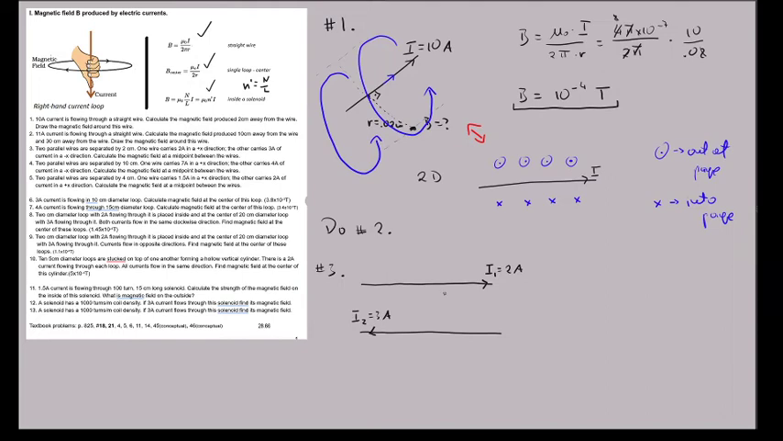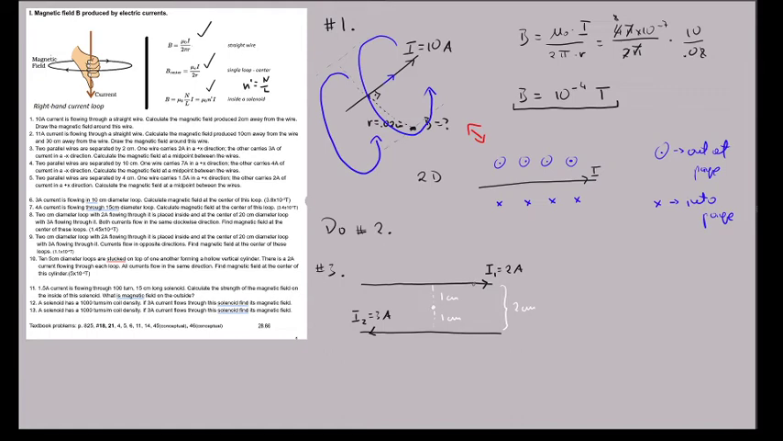So what I want to find is, well, if this distance here is 2 centimeters, then the distance to the middle is 1 centimeter. This would be 1 centimeter, and of course, this is also 1 centimeter. And I want to find the magnetic field at this location. So the question here is, what is the magnetic field at the center there?